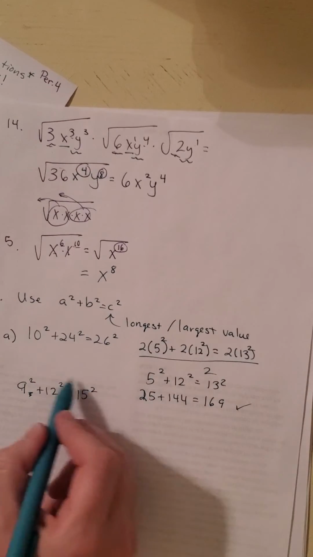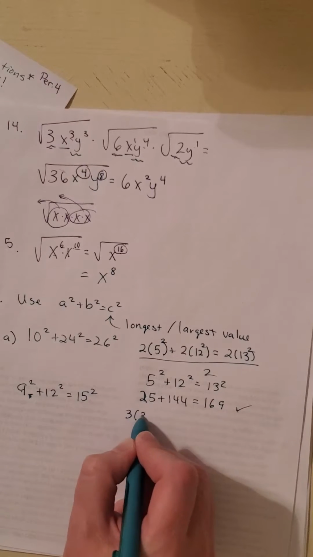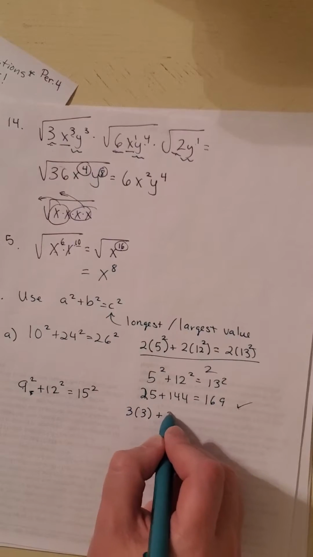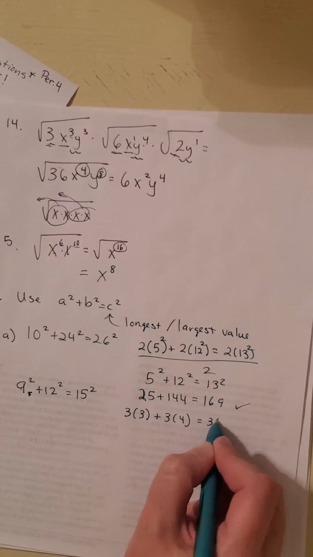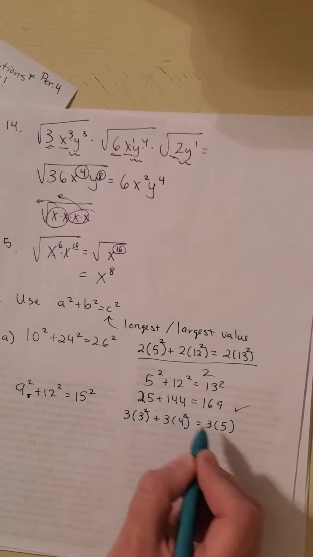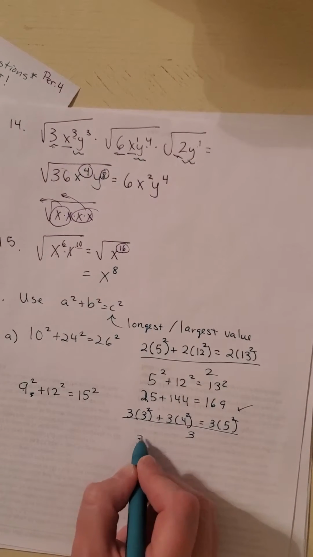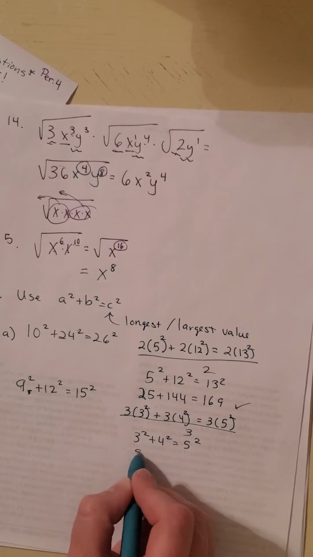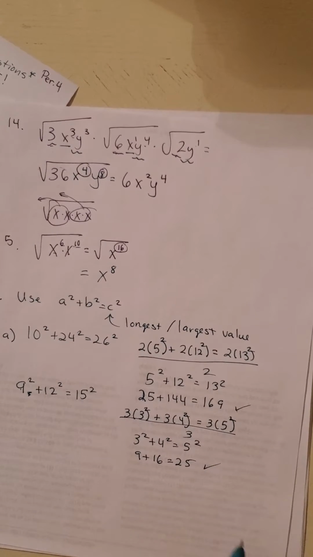So again, if you watch the notes, we said take out a common factor first. So 3 times 3 is 9, and 3 times 4 is 12, and 3 times 5 is 15, and then these are all squared. And I can divide everything by 3. So that's 3 squared plus 4 squared equals 5 squared. Yes, this is a 3, 4, 5 triangle, but you can check it. It's 9 plus 16 equals 25. Yes, it does.